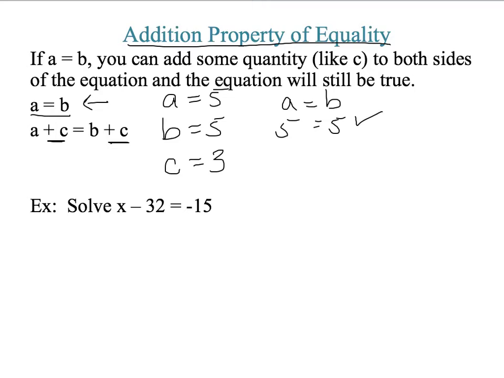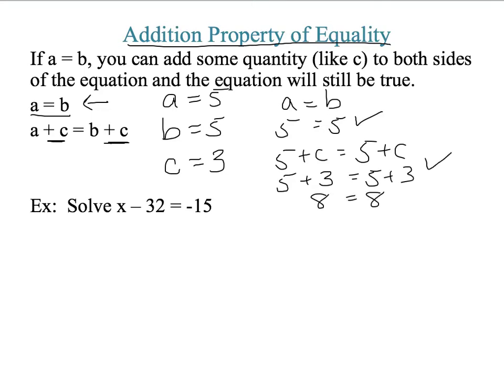Now we're being told that we need to add C to both sides. So we'll say 5 plus C equals 5 plus C. You can already tell that these are equal, but if you want to go ahead and substitute C in as well, you can, to get 8 equals 8. So we know that this is true. If you add the same quantity to both sides of an equation, the equation is still true.